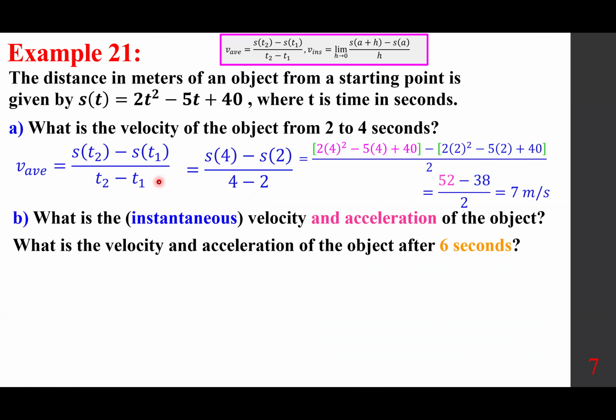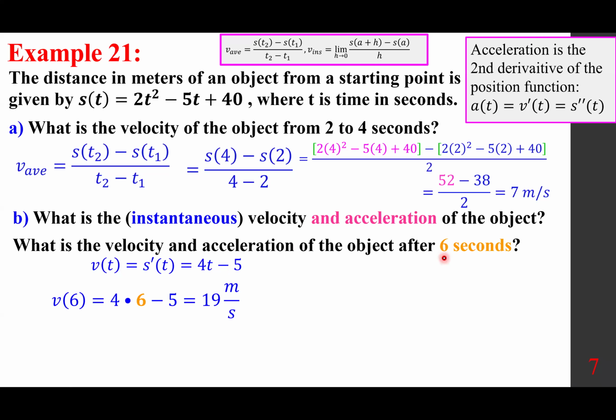What is the instantaneous velocity and acceleration of the object? What is the velocity and the acceleration after 6 seconds? Well, for velocity, you take the derivative of this. You get 4t minus 5. And after 6 seconds, you plug in 4 times 6 minus 5, which gives us 19 meters per second.